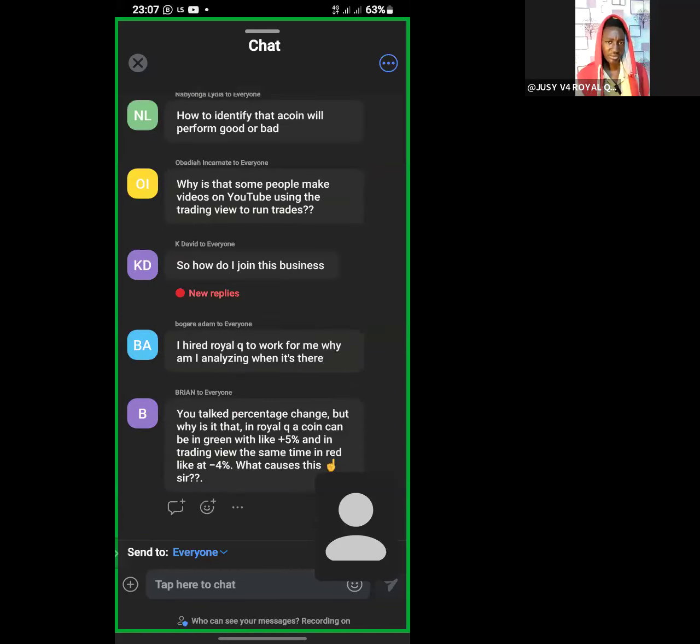How do I identify that a coin will perform well? We are going to look at that tomorrow. We are going so deep. Don't miss tomorrow. That's what you're going to be looking at.